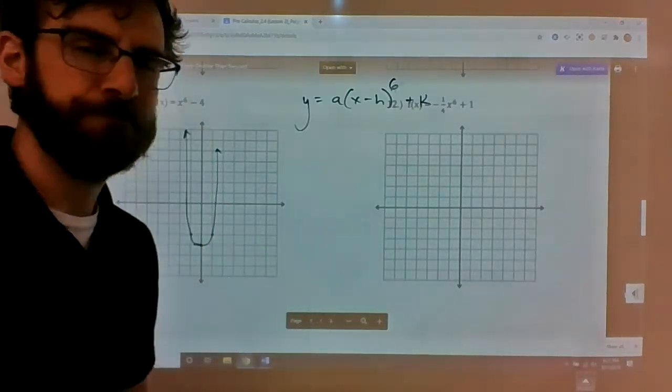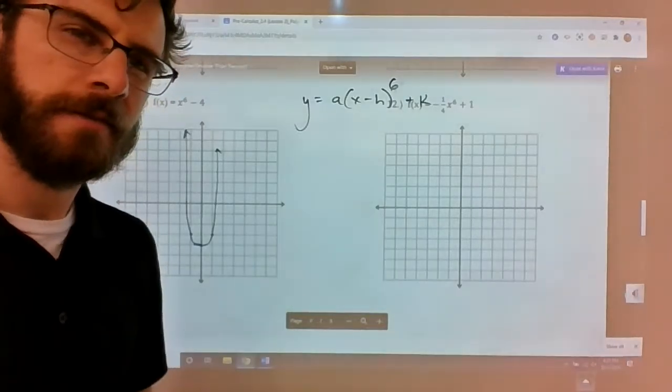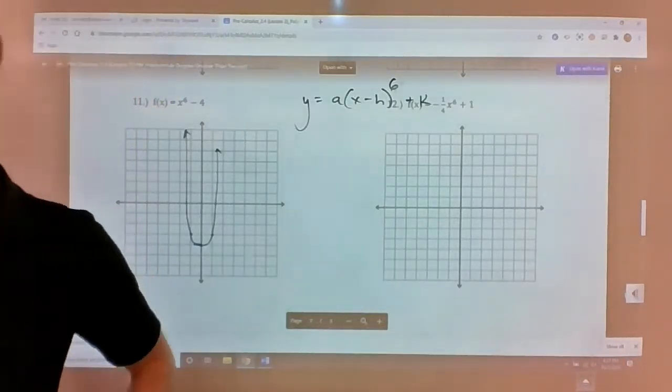Right, so hopefully this makes sense. Patterns? Yes.